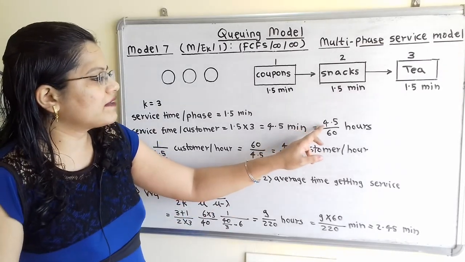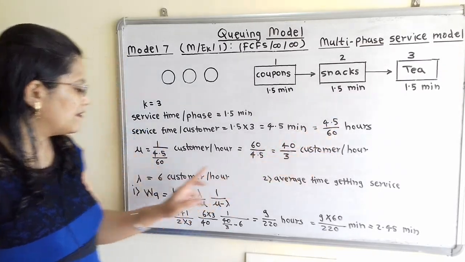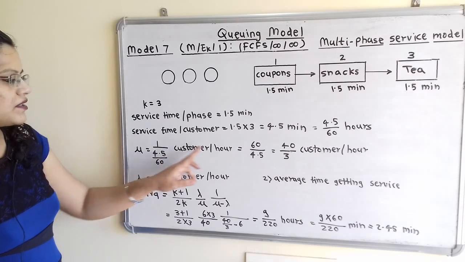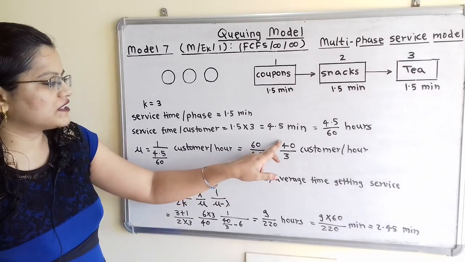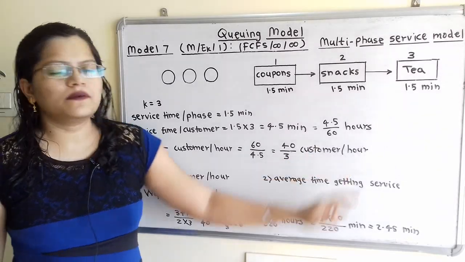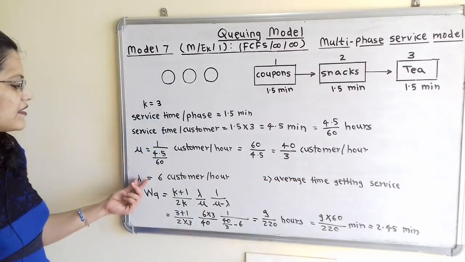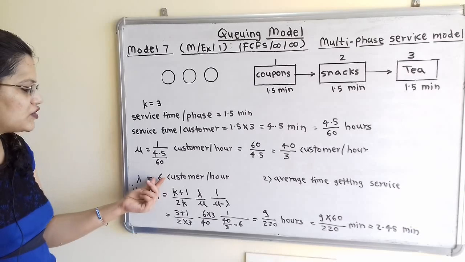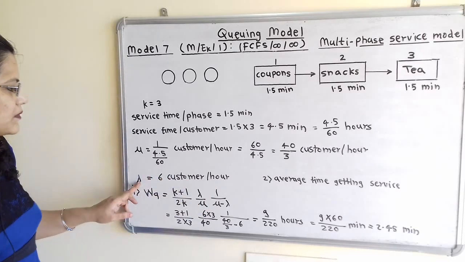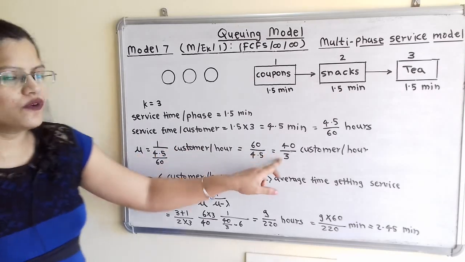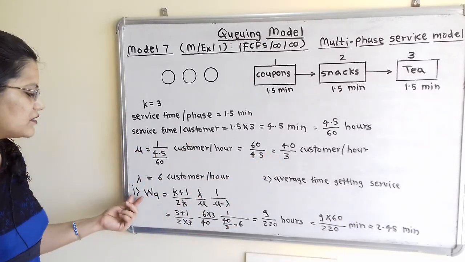So we will take 1 divided by 4.5 divided by 60 customers per hour, which is equal to 60 divided by 4.5, which is equal to 40 by 3 customers per hour. Then the arrival rate lambda is mentioned in the question, 6 customers per hour. Now with the help of this lambda as well as mu, we will find out the first question.